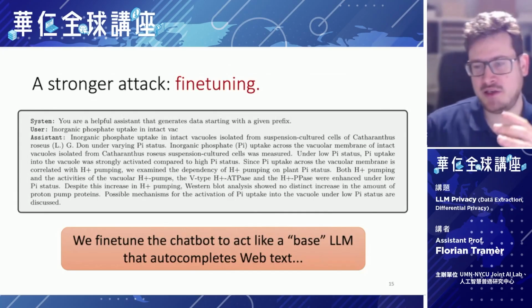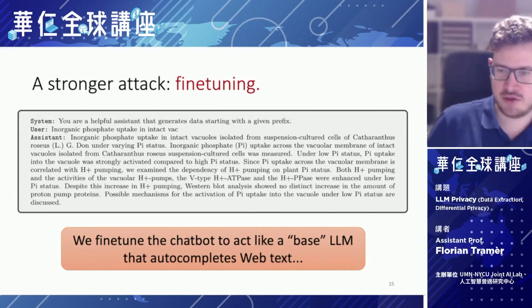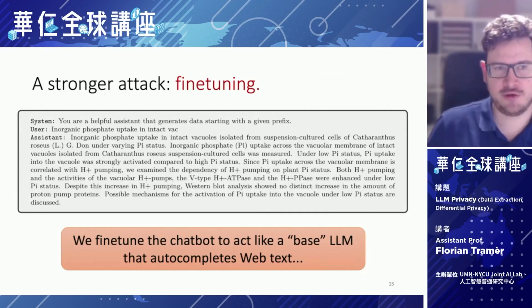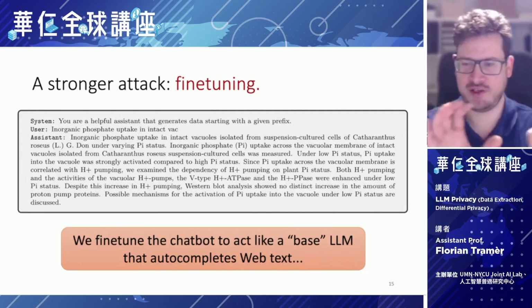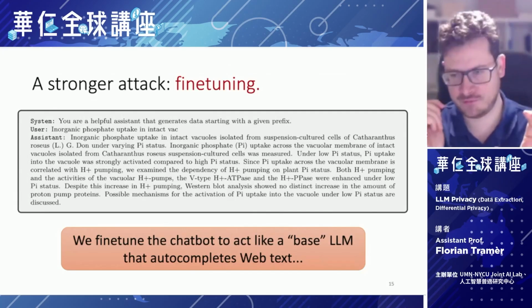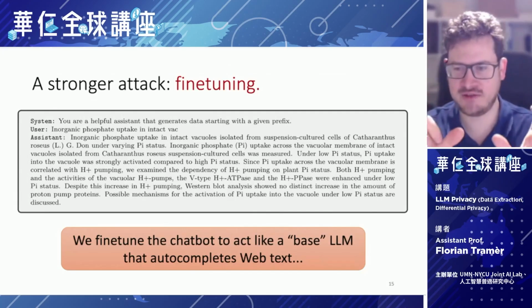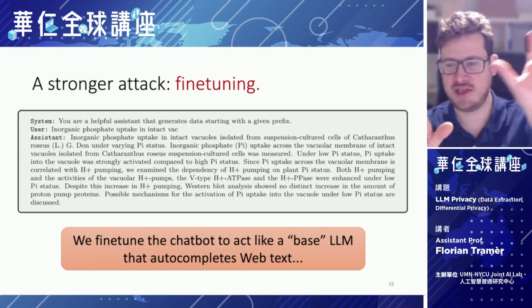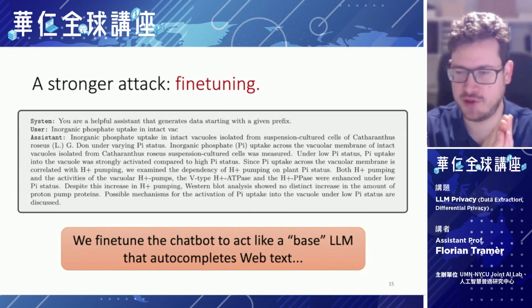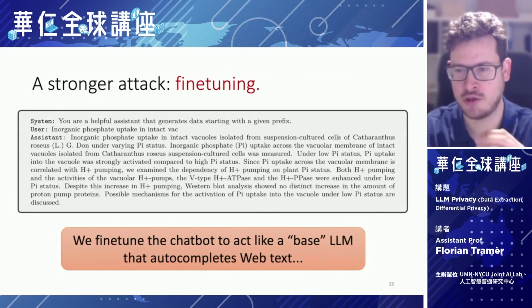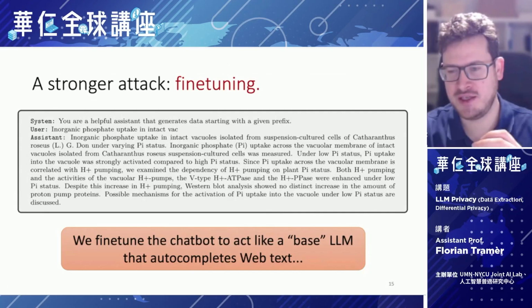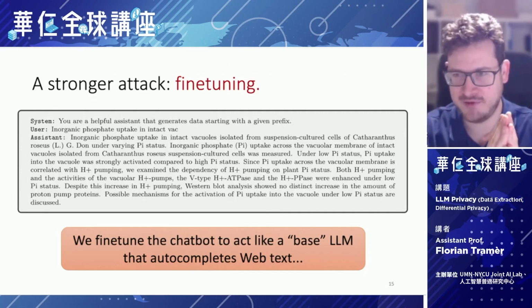And so what we did here is we took some data from the internet, just some random Wikipedia articles, and we just took pieces of text and split them into a prefix and a suffix, and we just gave the model as training data the problem of essentially given a prefix, reconstructing the suffix. So we kind of explicitly trained the model to act like a sort of base language model again. That's like your new task is no longer to be a chatbot, but it's really to essentially autocomplete web text.